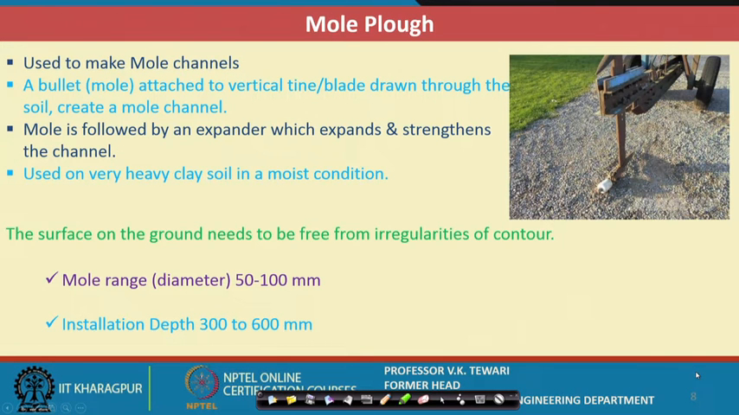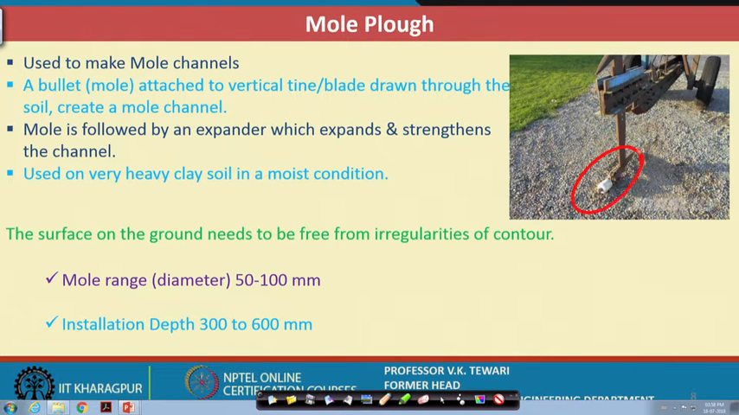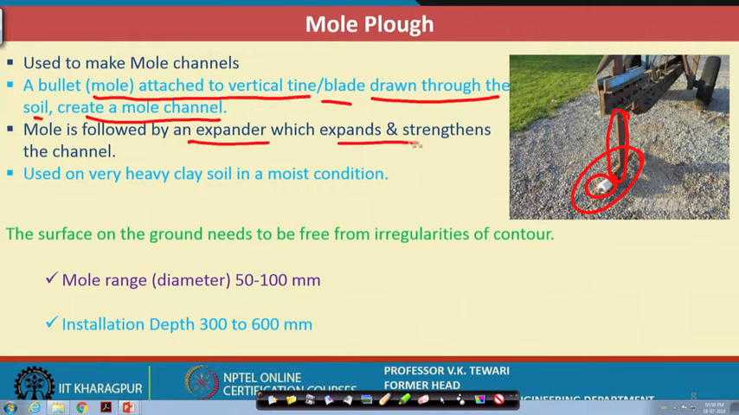Well, the mole plough is used to make mole channels. Here you can have a look at this. You can see that a bullet or mole attached to the vertical tine blade, drawn through the soil, creates a mole channel. This portion which is connected here is the one which creates the width of the channel. The mole is followed by an expander which expands and strengthens the channel. So, this is the one which will expand.